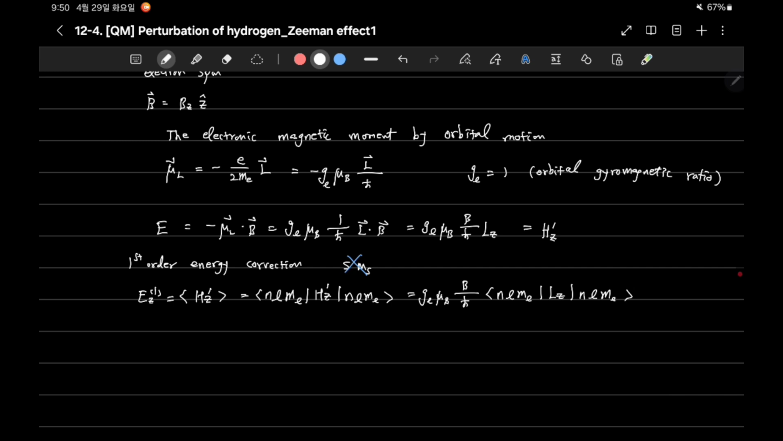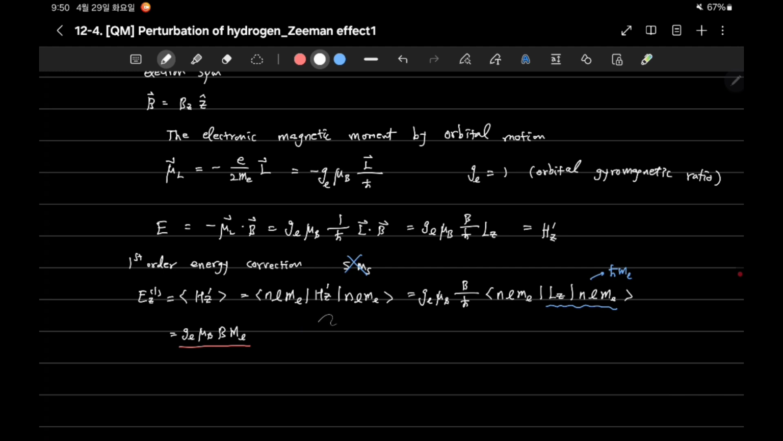We know this gives h bar m_l, so the result is g_L mu_B B m_l. This is the first order energy correction of the Zeeman effect without considering the spin.